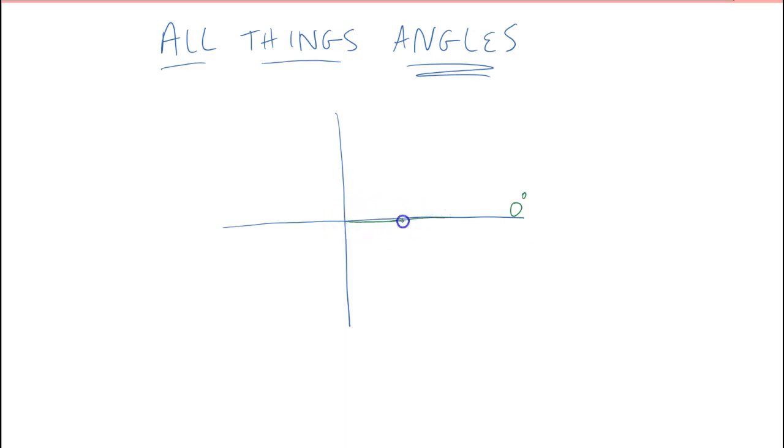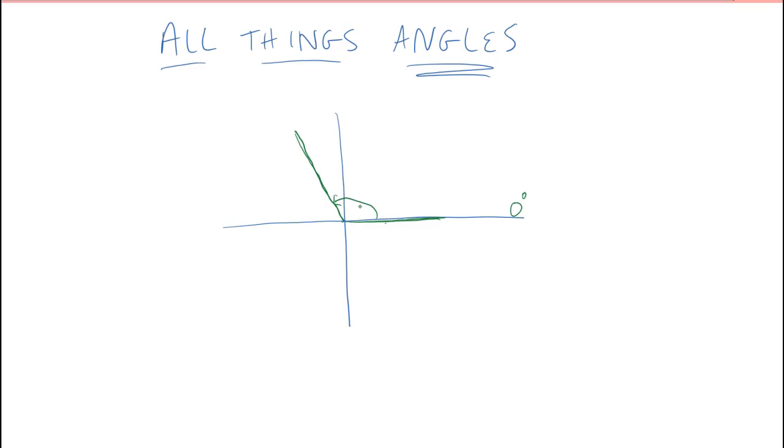Sometimes this is called the initial side of the angle. And then wherever we stop is called the terminal side. Okay, so let me just make one up here. All right, now right here, if this is my angle, initial side and terminal side, the angle is measured counterclockwise if you're using positive degrees.